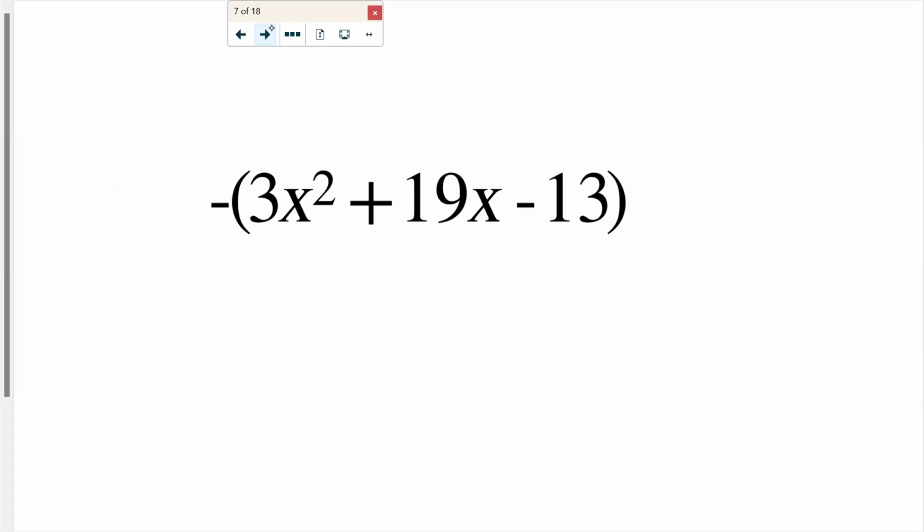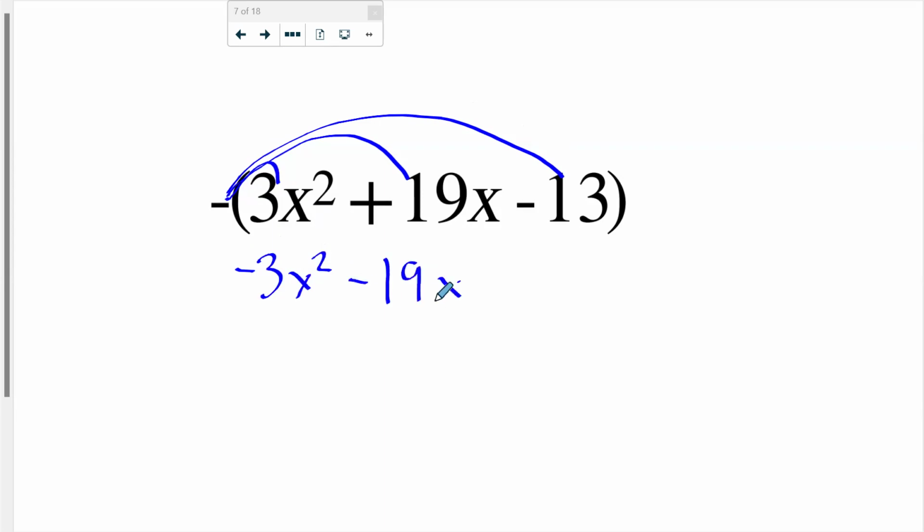Next, if we see something like this, where we have a negative in front, what we need to do with this negative sign is distribute it to every term. A negative and a positive is going to be a negative 3x squared. A negative and a positive would be a negative 19x. And a negative and a negative would then become a positive 13. So if you see a negative out in front, you need to distribute that negative, and it changes the sign of every term you're distributing it to.